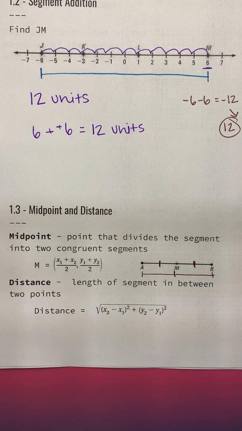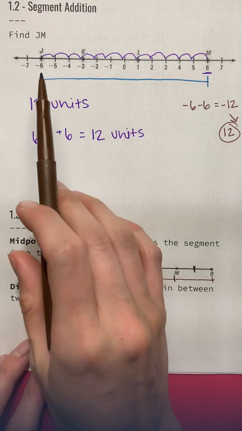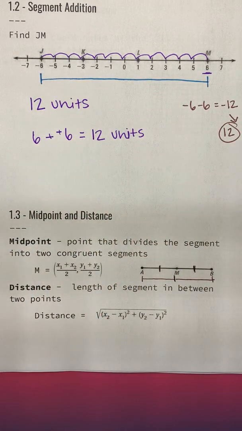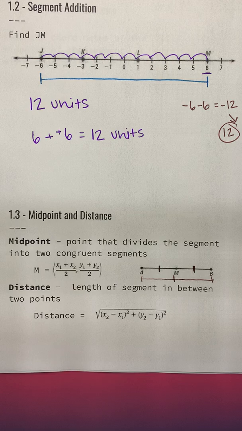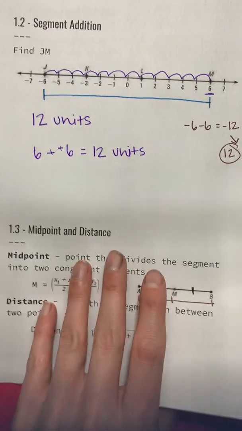All right, and then distance, that's going to be the length of the segment in between the 2 points. So you're trying to figure out, kind of like this one up here, how far apart 2 points are, right? But they're not always on a straight line, so we can't always count them like this.